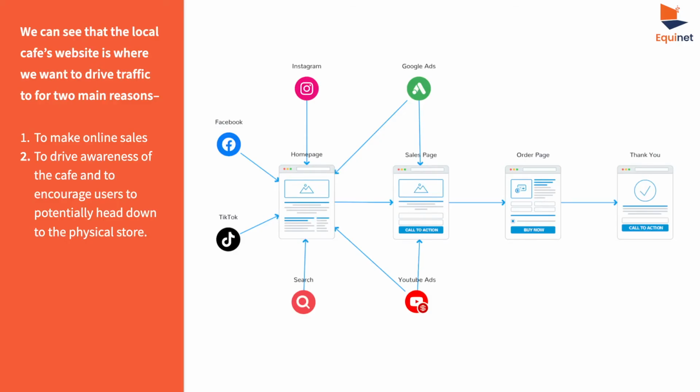From the Funnelytics diagram, we can see that the local cafe's website is where they want to drive traffic to for two main reasons. The first is to make online sales, and the second is to drive awareness of the cafe and to encourage users to potentially head down to the physical store.